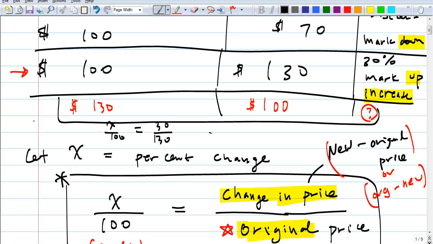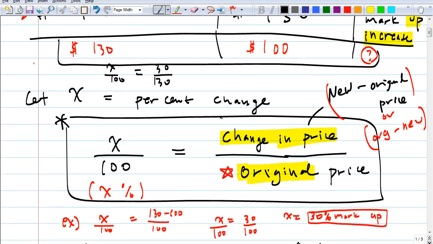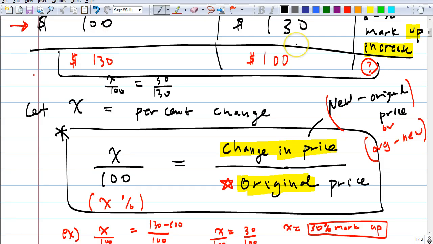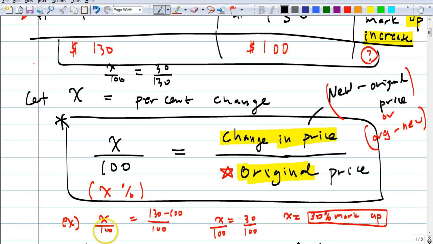Okay, and we could actually do this, but you don't get a nice number, so let's do one where you get a nice number here. If I was doing it for the $100 to 130, it works out, you see? x over 100 equals to 130 minus 100 over 100, right? So you get 30%, because you get x over 100 equals to 30 over 100.